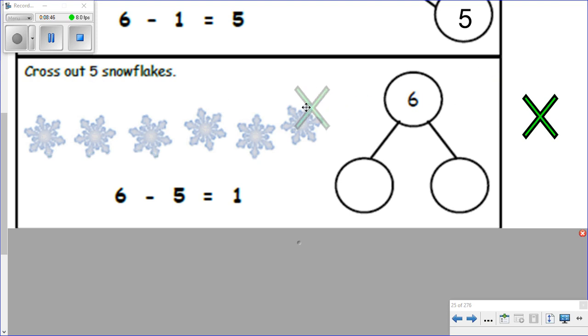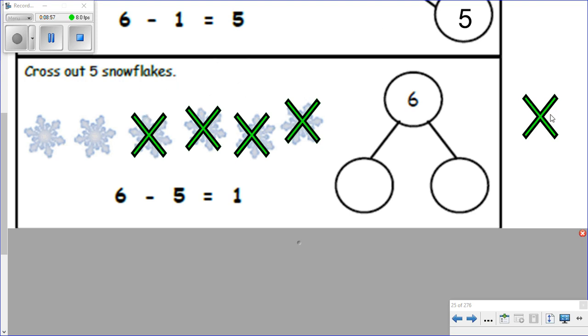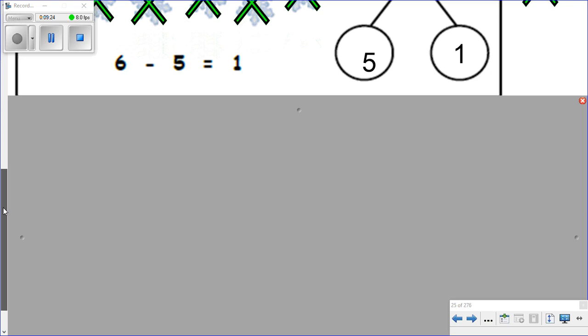Ready? 1, 2, 3, 4, 5. 5 snowflakes. We crossed out 5 snowflakes and just 1 snowflake is left. So here's 6, our whole amount. And how many did we cross out? 5. And how many are left? 1. Great work.